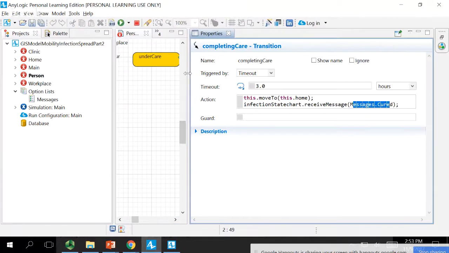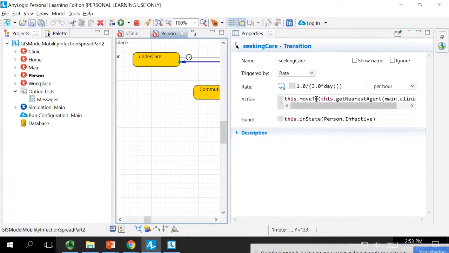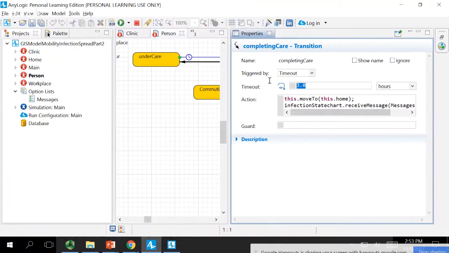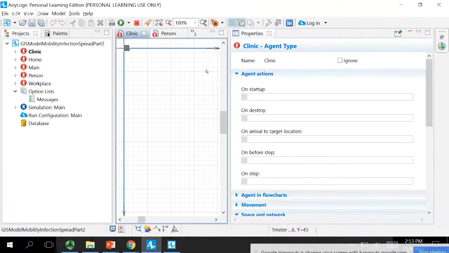They actually go to the clinic right here. So they move to the nearest clinic. But having gone to that clinic, within 3 hours' time, they will simply move to home, and we're going to tell them that they're cured. Okay? We are going to change that by actually having them interact with a clinic.